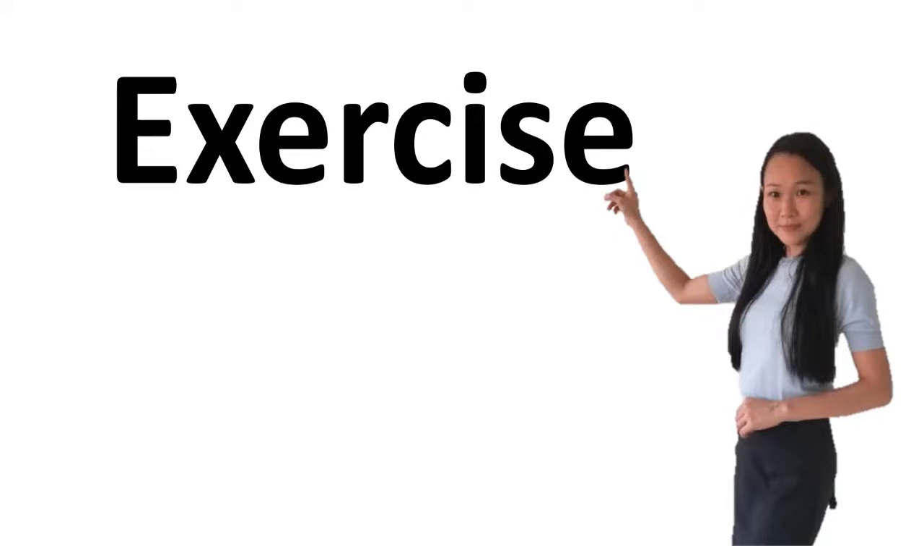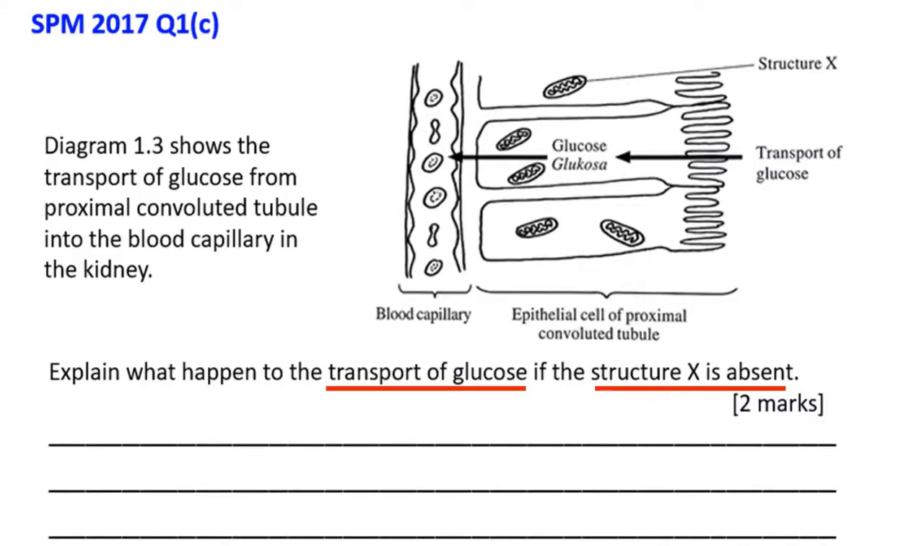Now it is exercise time for all of you. First question. Diagram 1.3 shows the transport of glucose from the proximal convoluted tubule into the blood capillary. Explain what happens to the transport of glucose if structure X is absent.